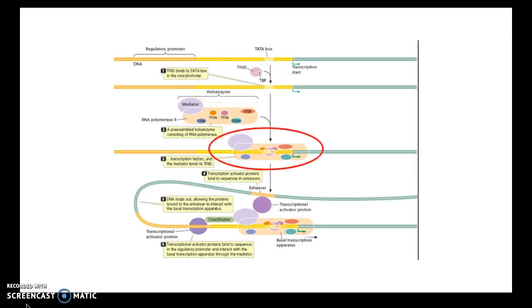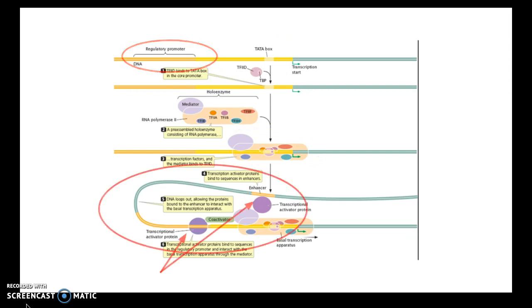The basal transcription apparatus, which is the RNA polymerase and the transcription factors, then binds to the core promoter immediately upstream of the gene. The core promoter may have one or more consensus sequences, often including a TATA box. Immediately upstream of the core promoter is the regulatory promoter, which bends to interact with enhancers through the transcription activator proteins. After the RNA polymerase has transcribed about 30 bases, elongation begins. Many of the transcription factors are then released and move to initiate transcription of another gene.